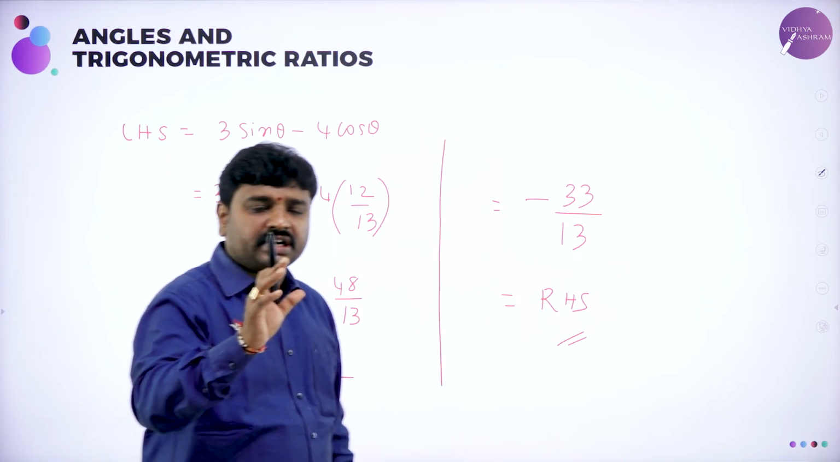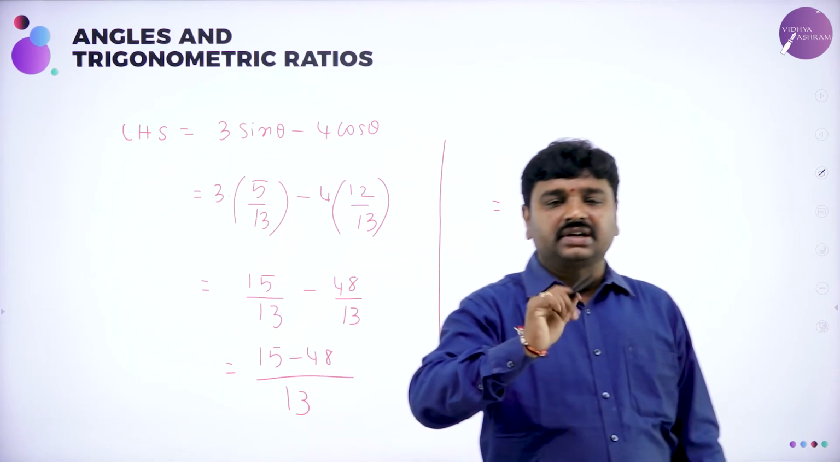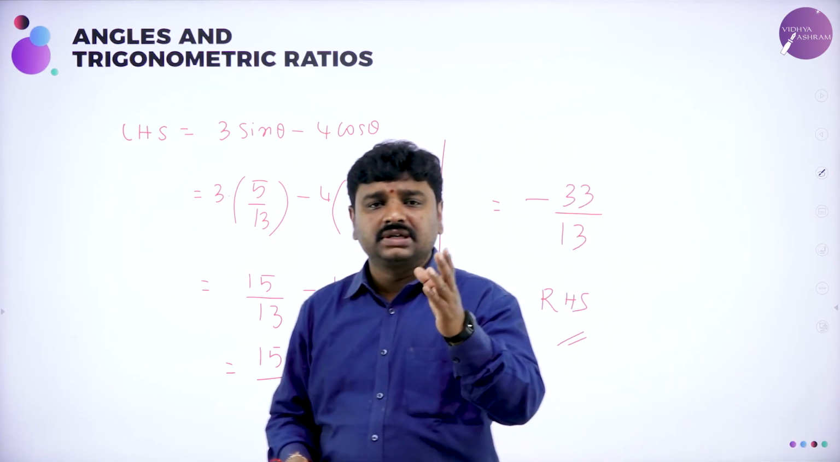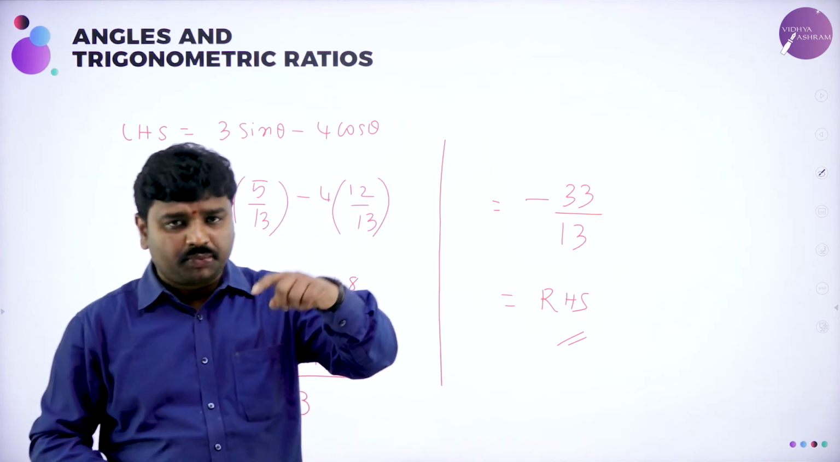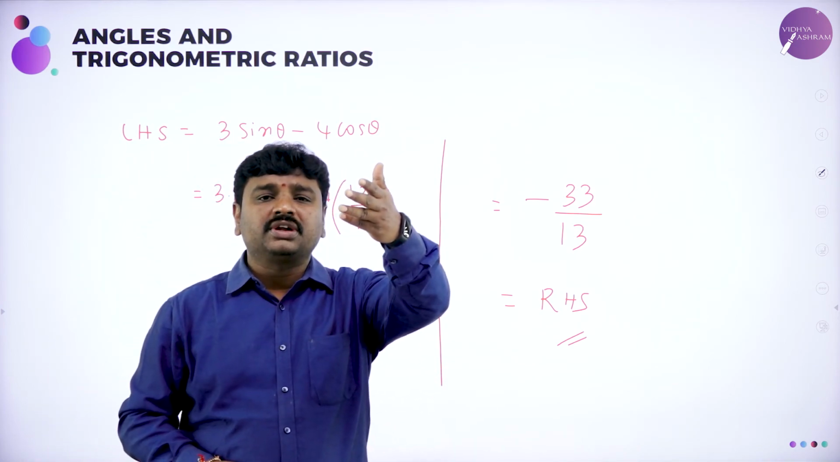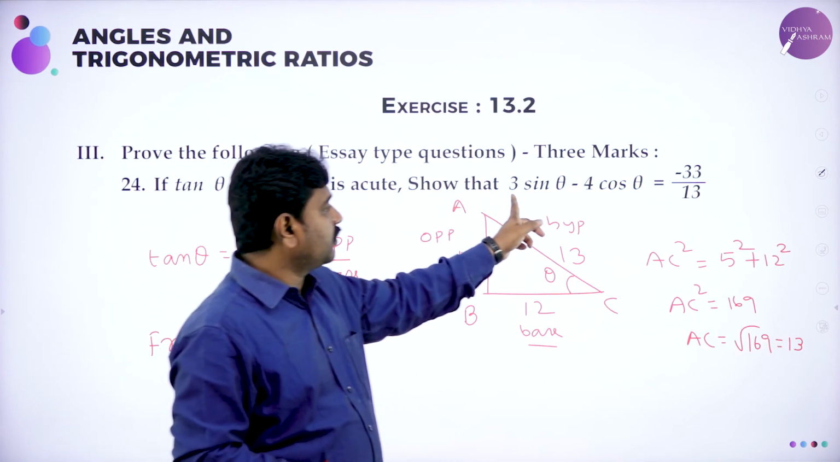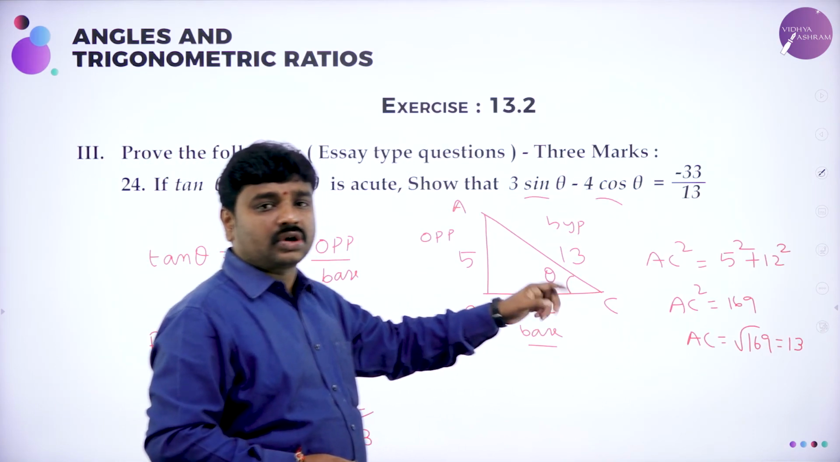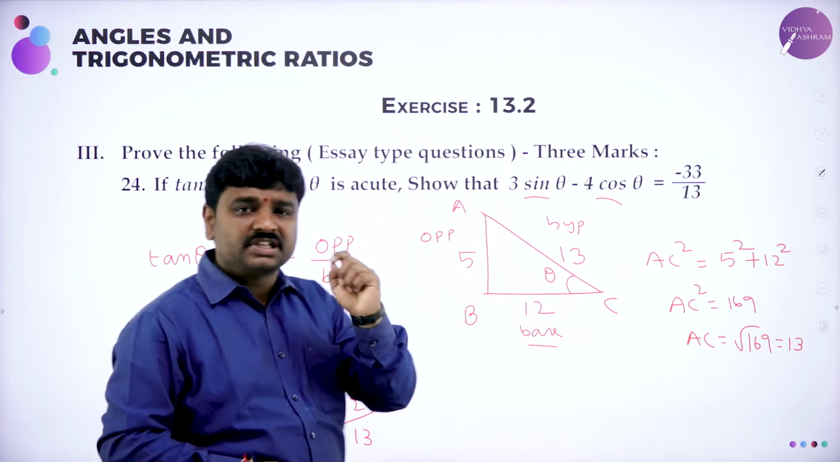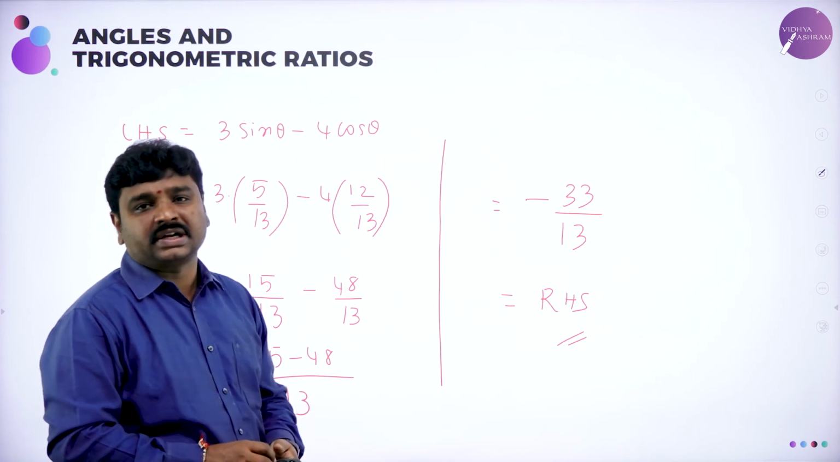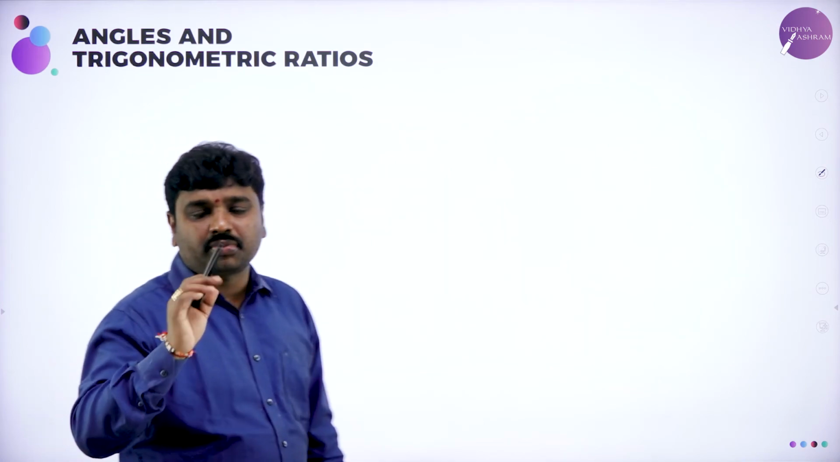Just using one trigonometric function, construct the triangle, write the two sides. Any trigonometric function gives you two sides. See here tan is given, so you will get opposite and base. Find hypotenuse using Pythagoras theorem. Then write the required trigonometric functions. Here required are what? Sin and cos. Sin is opposite by hypotenuse. Cos is base by hypotenuse. Write them. After you write them, substitute in LHS and arrive at RHS. So these are the standard problems for today.